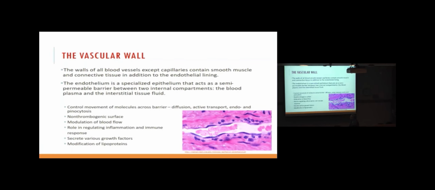Okay, so the walls of all blood vessels except capillaries contain smooth muscle and some connective tissue, of course, and are lined with simple squamous epithelium called an endothelium. So here's an example of a small blood vessel. The smooth muscle in arteries is always wrapped around it circumferentially. So these are smooth muscle cells here.